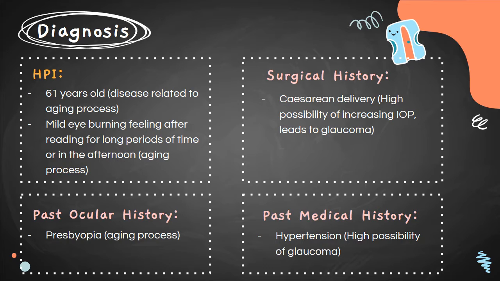Next, the patient had undergone a cesarean delivery due to her past medical history with hypertension. This might indicate that the patient probably has glaucoma. Since the patient is quite old, it is expected that she has presbyopia.